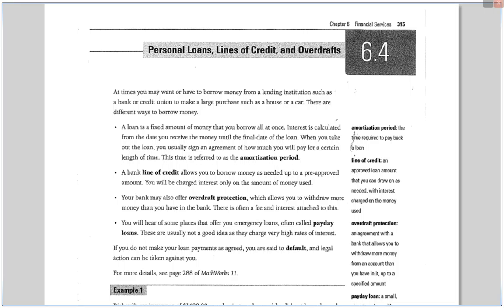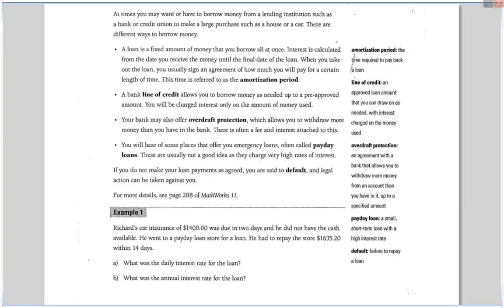Okay, so here we are on 6.4, personal loans, lines of credit, and overdrafts. This section of the book is very similar to what we've been doing. There's some keywords highlighted on the right. Amortization period is basically the length of a loan.